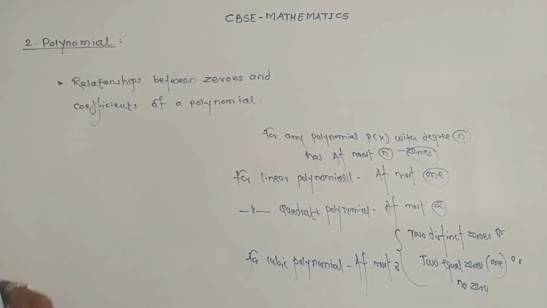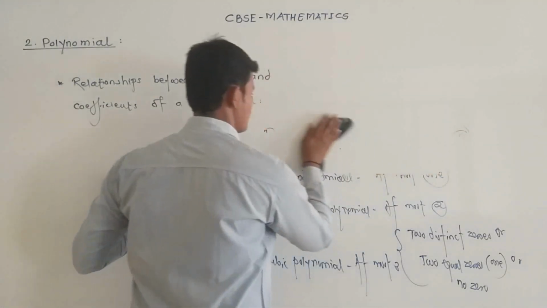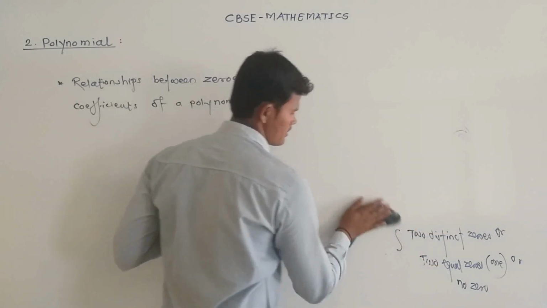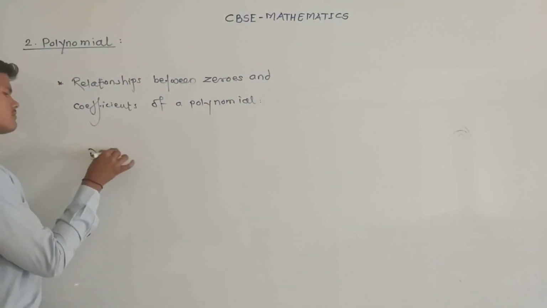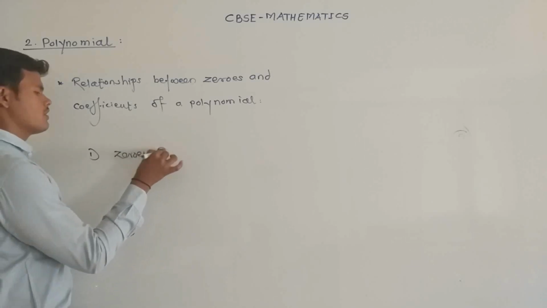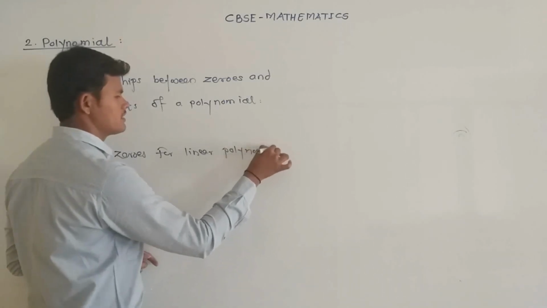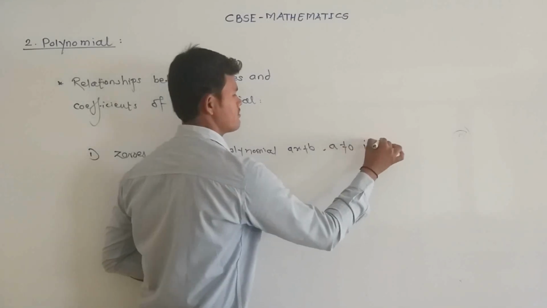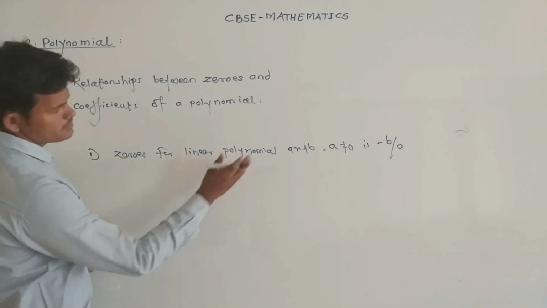Now we have to see the relationship between zeros and the coefficients of a polynomial, that is for a linear polynomial, for a quadratic polynomial, as well as for a cubic polynomial. We know for a linear polynomial only one zero is there. The general form of a linear polynomial is ax plus b, where a is not equal to 0, and its zero is minus b by a.